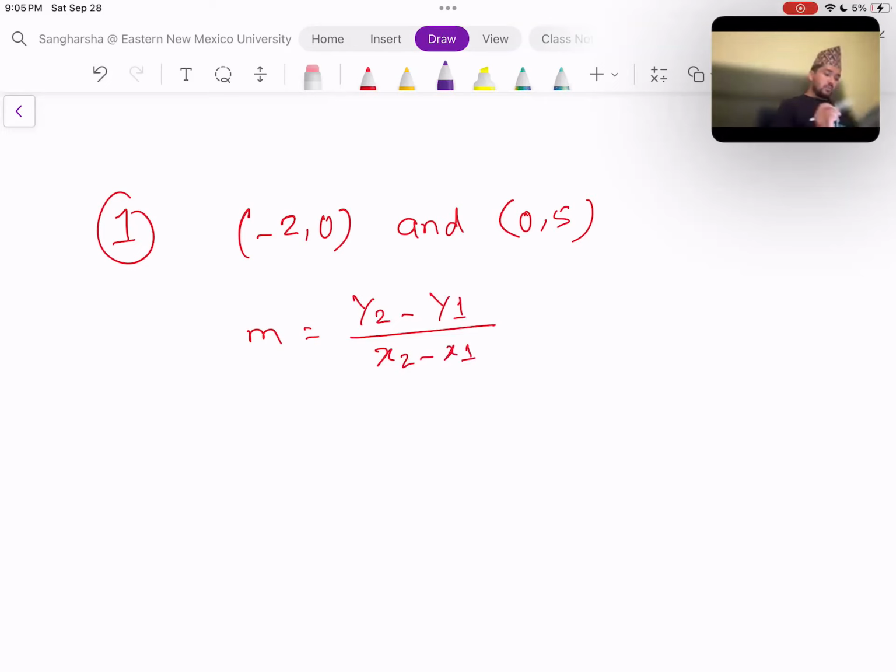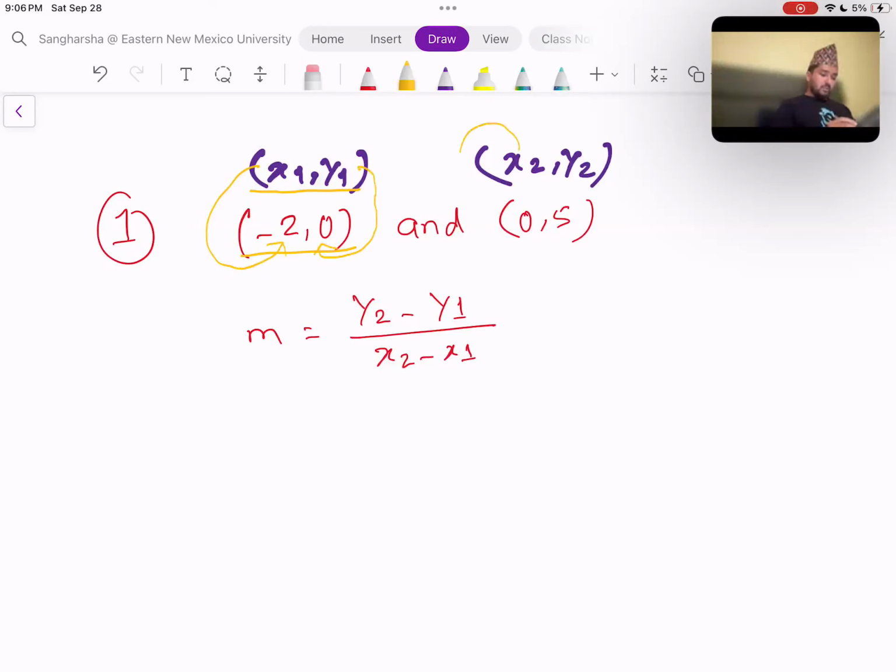So we have two different points. Let me call my first point (x1, y1), and the second point (x2, y2). Now, if this is the case, what will be our x1? You are comparing this point with this one. And if you compare, for your x1, we have -2. For your y1, we have 0. Our x2 is 0 and y2 is 5.